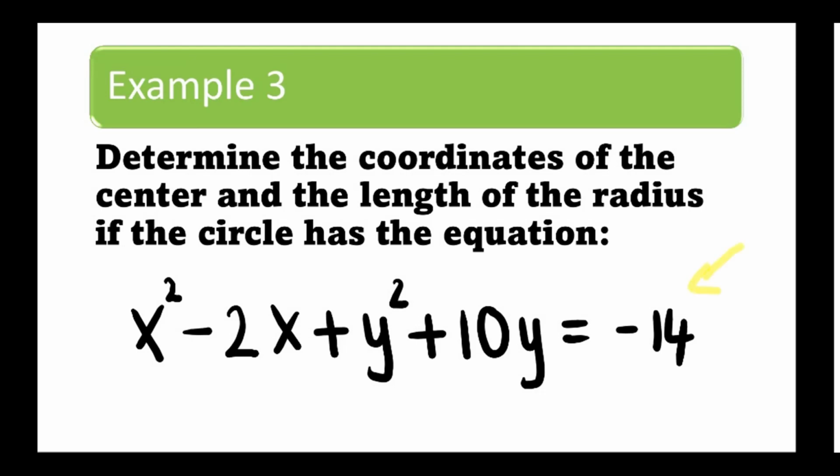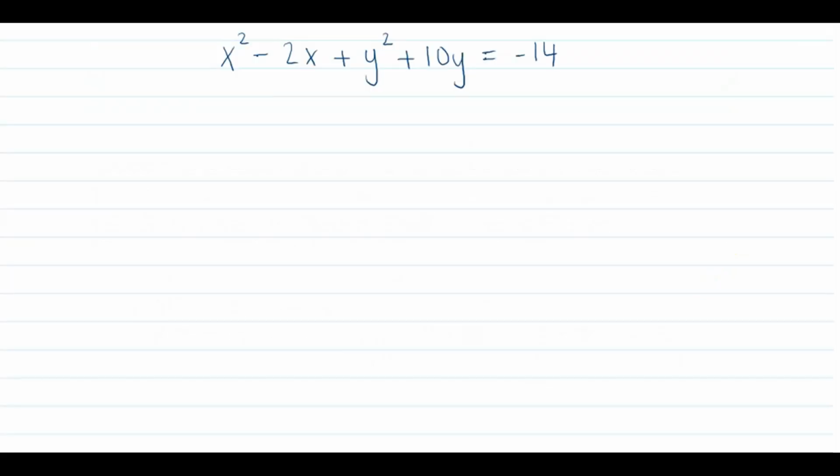So just quickly write down this question and attempt it on your own. Figure out how we can get this equation into the general form of x minus a all squared plus y minus b all squared equals r squared. Try it out on your own, then play the video. Like I mentioned, this equation is not in its general form, so we need to get it into its general form. How do we do that, guys?